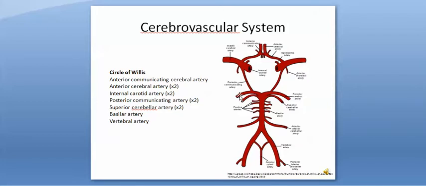And then we have our communicating arteries, which are posterior communicating and our anterior communicating. So we have three communicating arteries. Two are posterior, one is anterior. Okay. And then we have our anterior, middle, and posterior cerebral arteries, and then our superior cerebellar is what I wanted you guys to know about. Okay, so draw this picture out, and it will make a lot more sense for you guys.